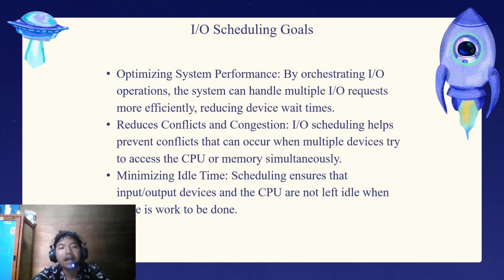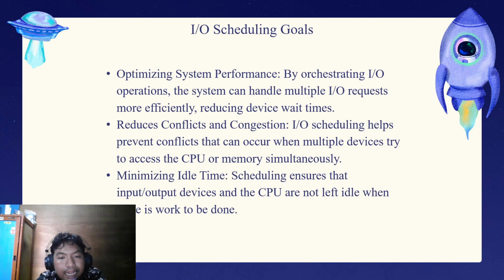And next, I will explain about IO scheduling goals. The first, optimizing system performance. Optimizing system performance by orchestrating IO operation, the system can handle multiple IO requests more efficiently, reducing device wait times.